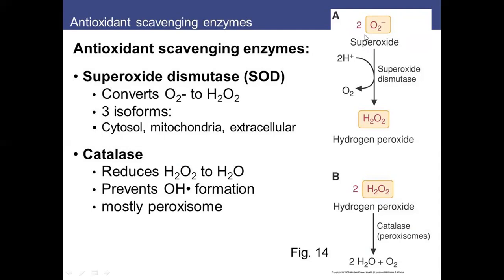Now we're going to say how the conversion of a radical oxidant species into another radical oxidant species is an action of scavenging. Well, it's because it is converted into one that the cell already has an enzyme to neutralize, which is catalase. The hydrogen peroxide is then reduced by the catalase into water and oxygen. So this enzyme, which exists in the peroxisome, prevents the hydroxyl formation from the hydrogen peroxide.